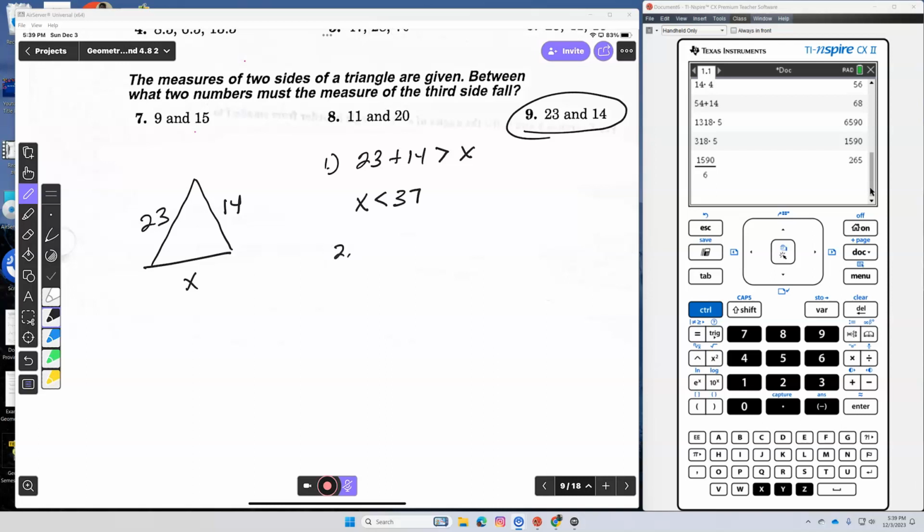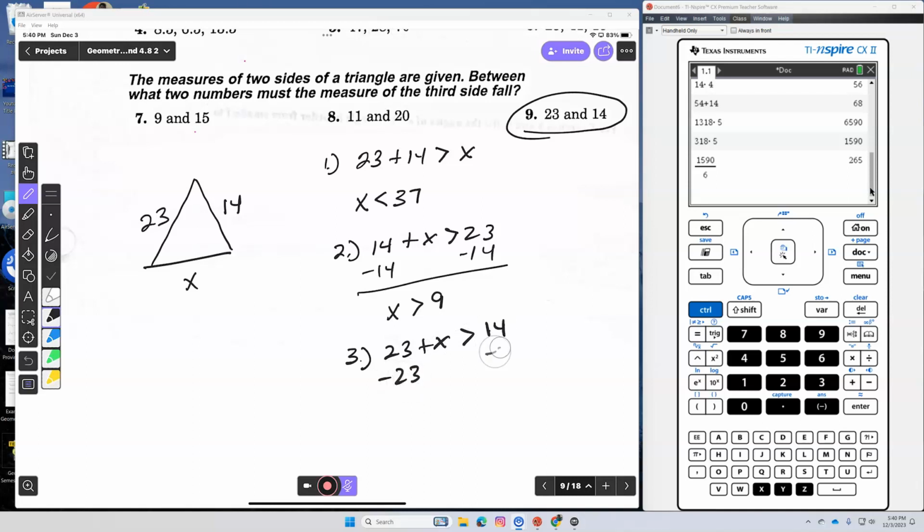Now the other possibility: 14 plus x has to be greater than 23. That means I have to subtract 14 from both sides. So we have x is greater than 9. So it can't fall below 9, because if it does, it's not going to form a triangle. And then the third one: suppose that 23 plus x is greater than 14. We subtract 23, so x would have to be greater than negative 9, which is not going to be a restriction.